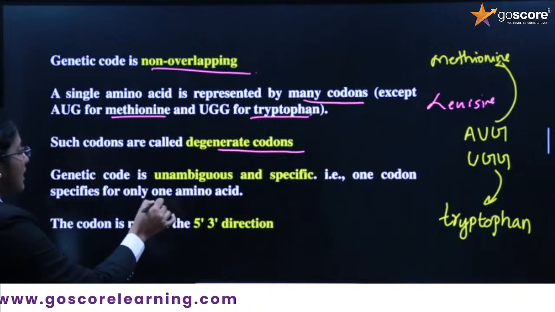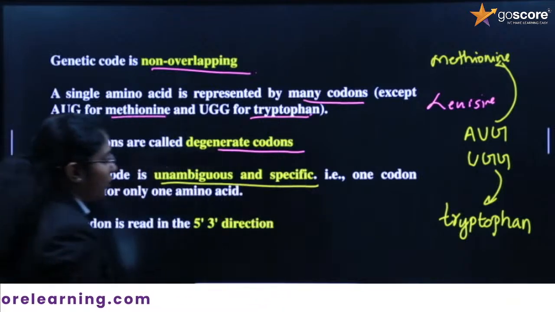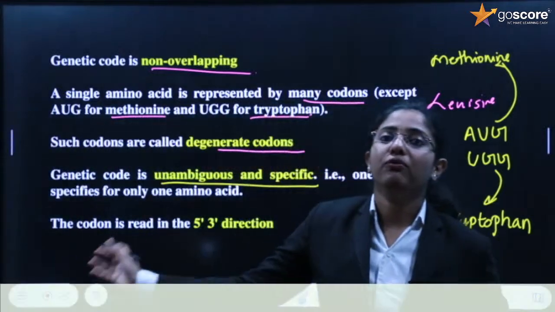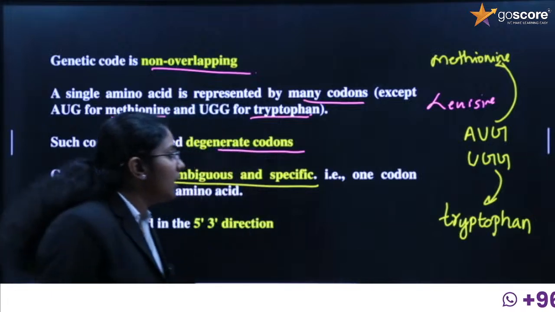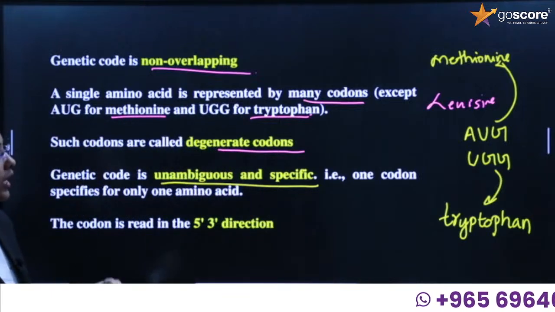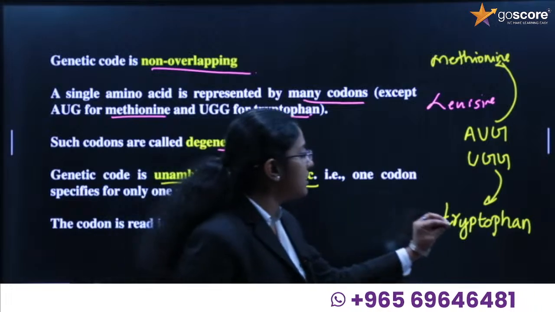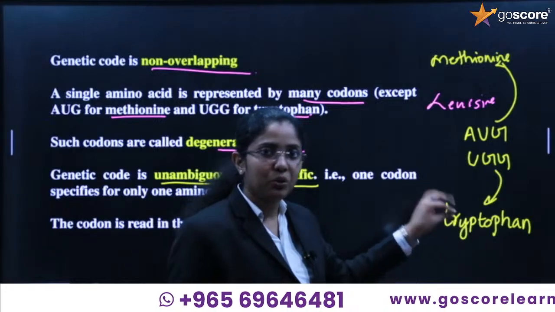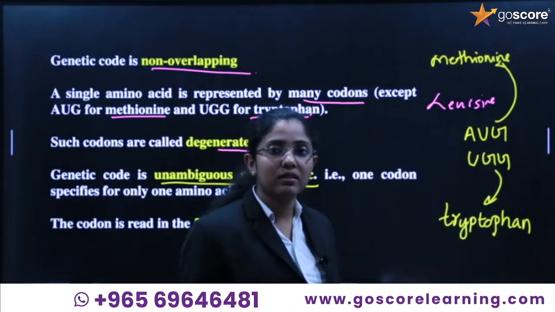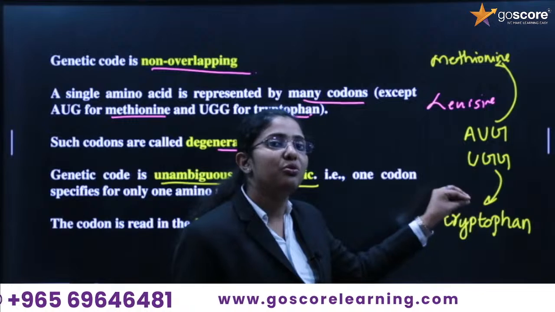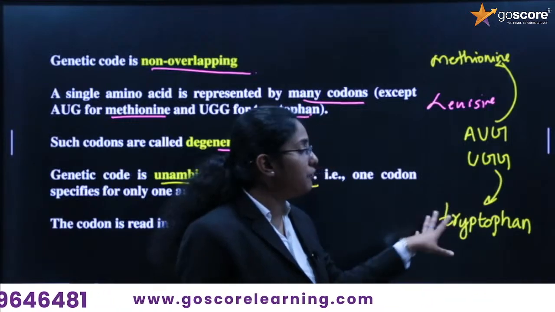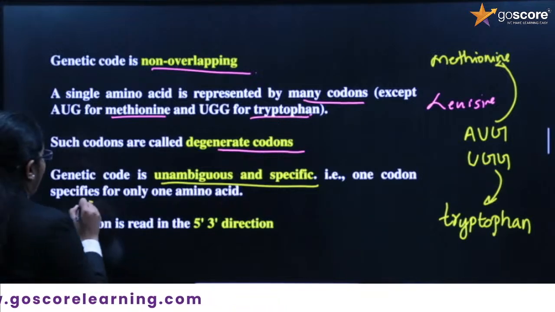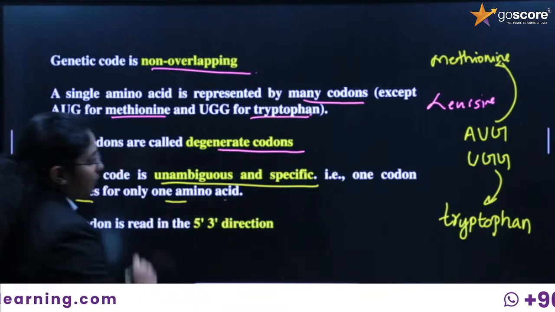Then the genetic code is unambiguous and specific. Always the genetic code is specific. It won't move for anything. If AUG is coding, it is coding for methionine. If UGG is coding, it is coding for tryptophan. UGG won't code for methionine or any other amino acid. If UGG is present, it will code only for tryptophan. That is, one codon specifies only one amino acid.